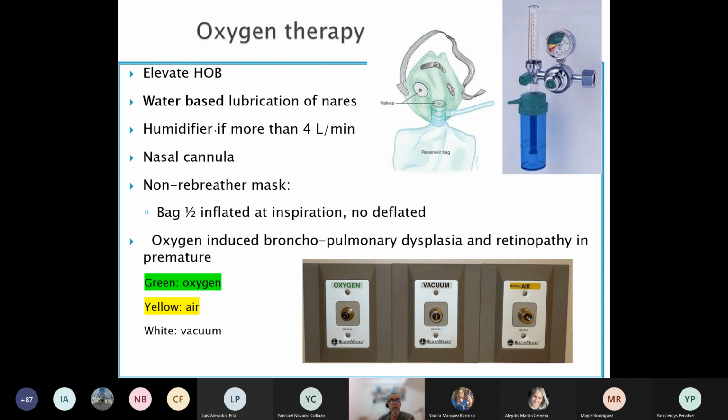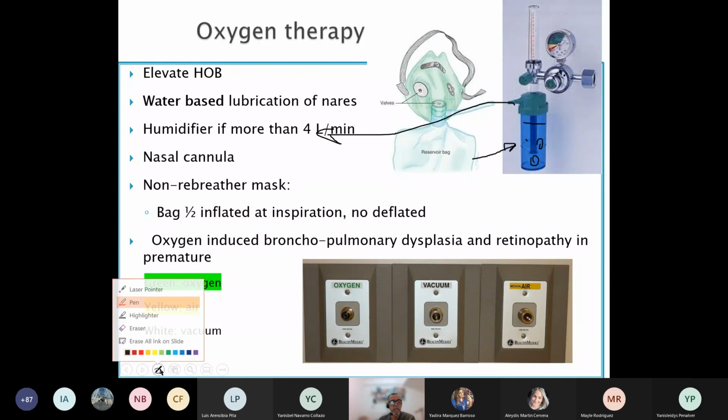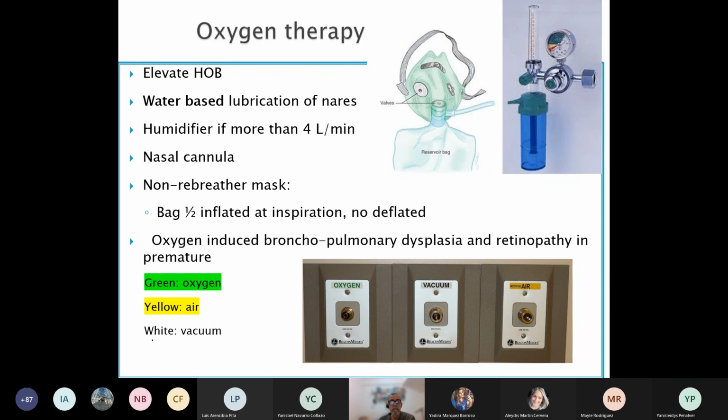And if the flow is equal to or higher than 4 liters per minute, then it's better to provide humidified oxygen through a humidifier. A humidifier is a bottle that has sterile water, and the oxygen is going to bubble through it before going to the client. This is going to incorporate water vapor molecules mixed with the oxygen, which will produce moisture of the airways.